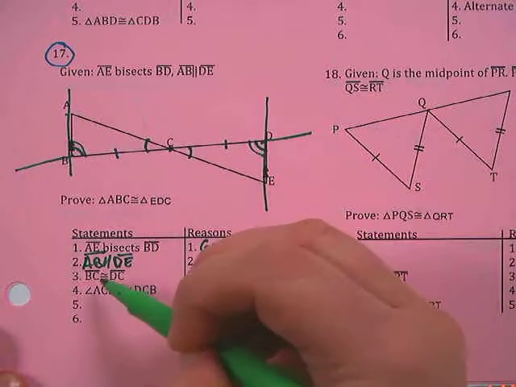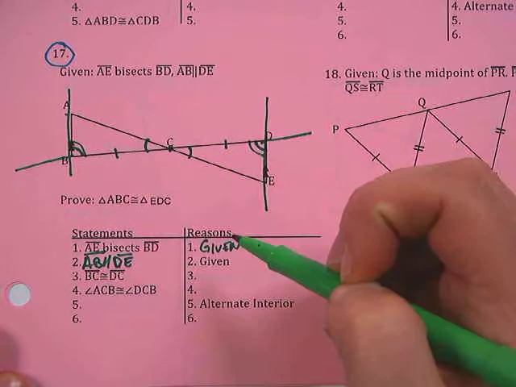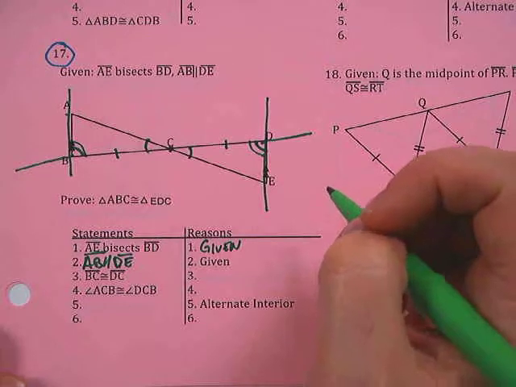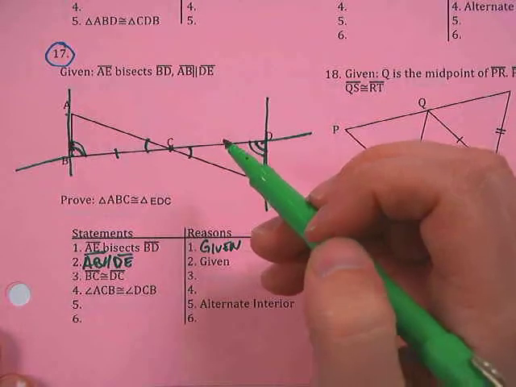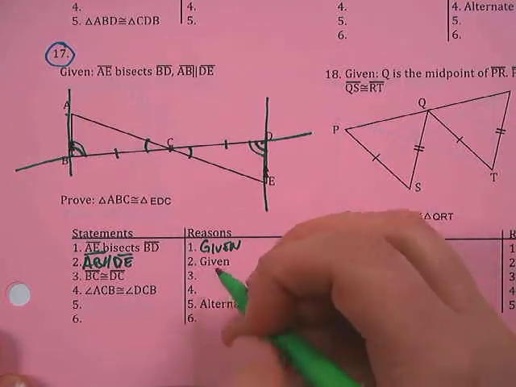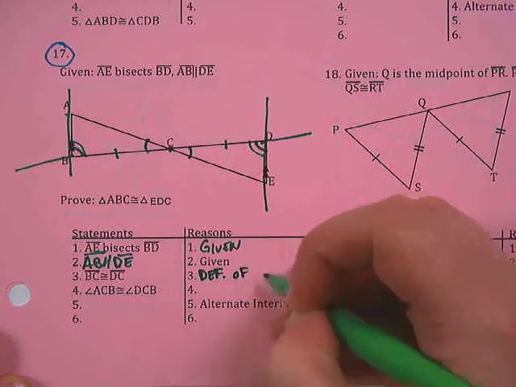So if we look at this, we've got BC and CD are congruent to each other. And if we remember back to a few minutes ago, we talked about AE bisecting BD. So they're congruent just because of the definition of a bisector. So that's going to be definition of bisector.